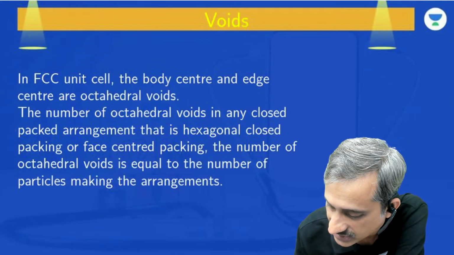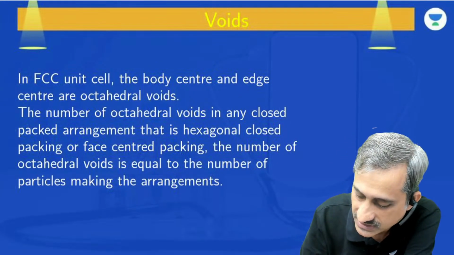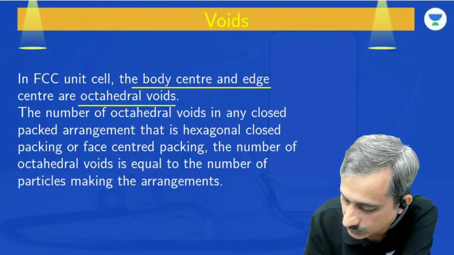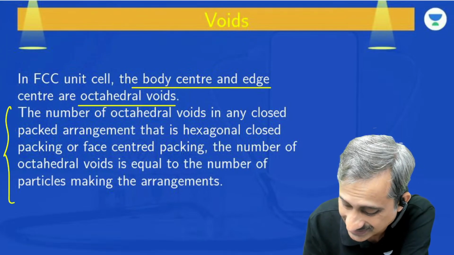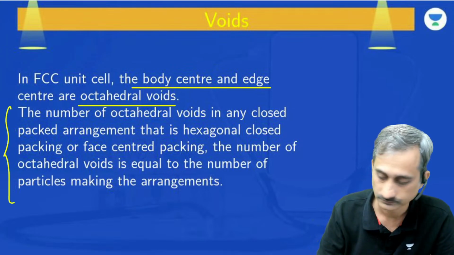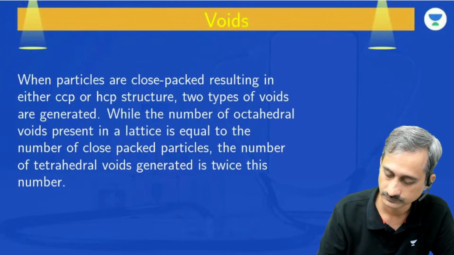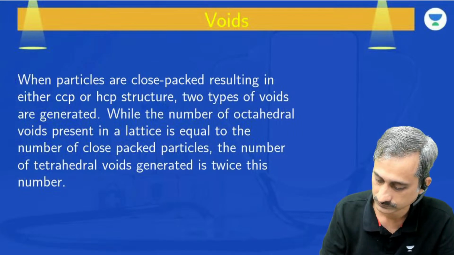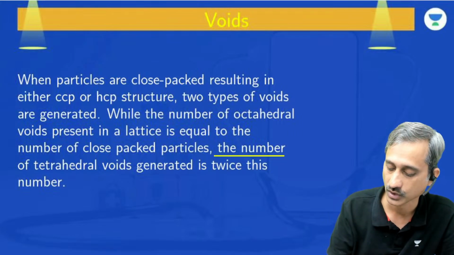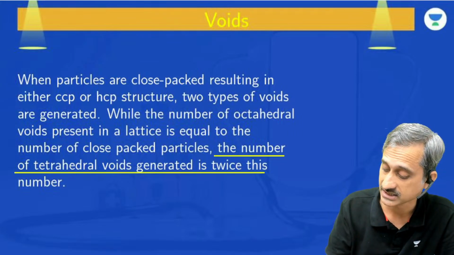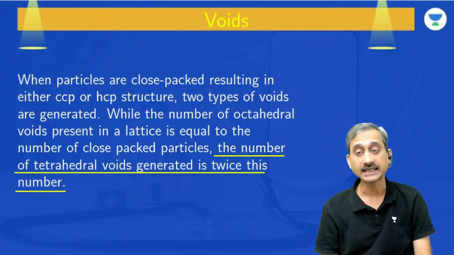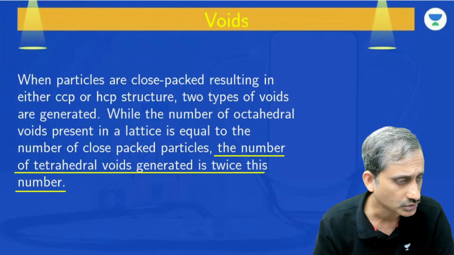So that is what we have as a tetrahedral voids. So in FCC unit cell, the body center and the edge center are the octahedral voids. The number of octahedral voids in any close packed arrangement, that is hexagonal close packing. Just read through it. This is very important part. And the number of tetrahedral voids is twice this number. Because the smaller cube that we are getting are 8 in every face-centered cubic lattice.